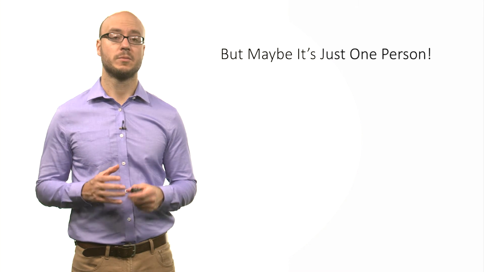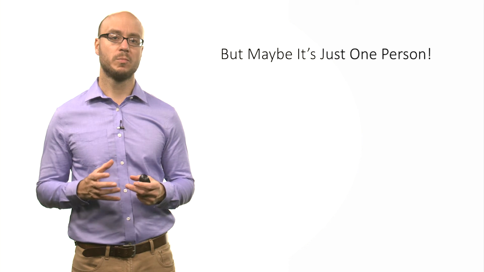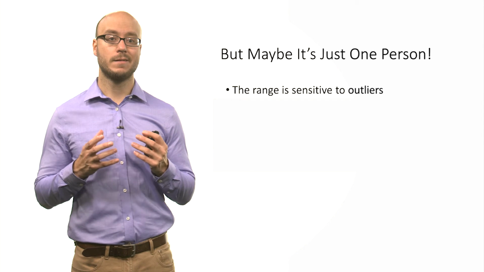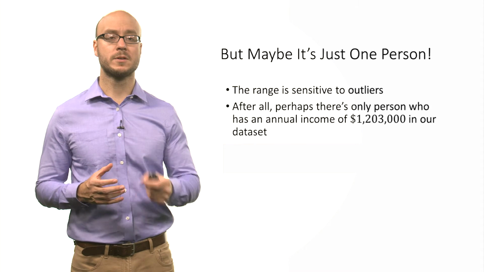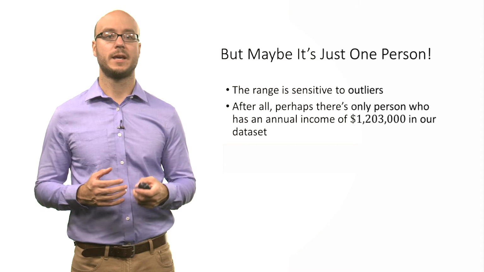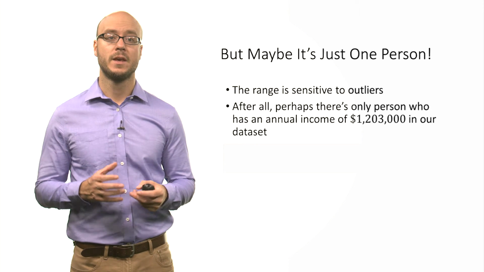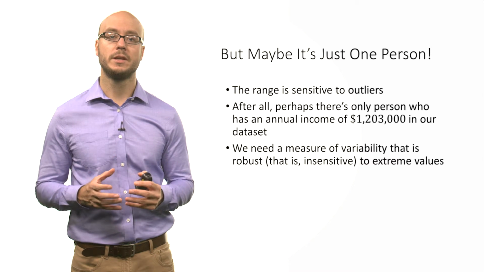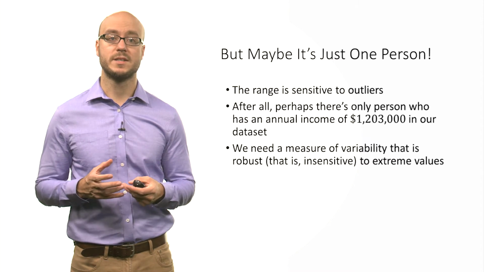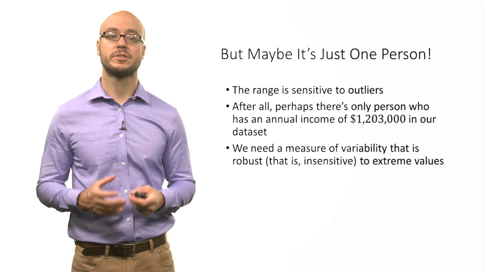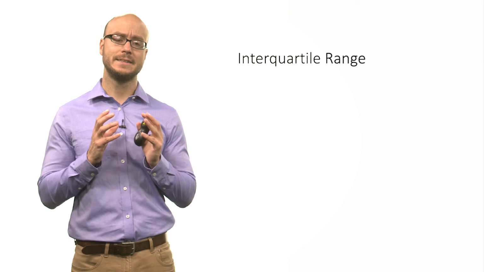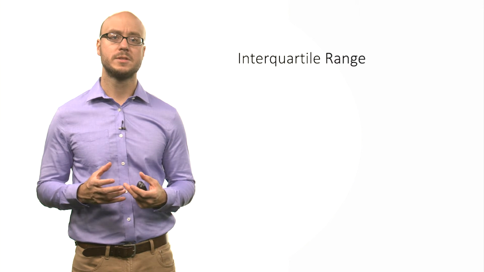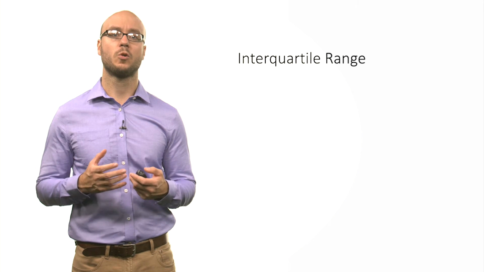That's a lot of variation, but as I mentioned earlier, one problem with the range is that it is sensitive to extreme values or outliers, meaning that the range might be based on just one person making a lot of money, one person making $1,203,000. And so we want to think about other measures of variability or dispersion that are robust, that is, insensitive to extreme values. A different measure that is more robust to extreme values is something known as the interquartile range.